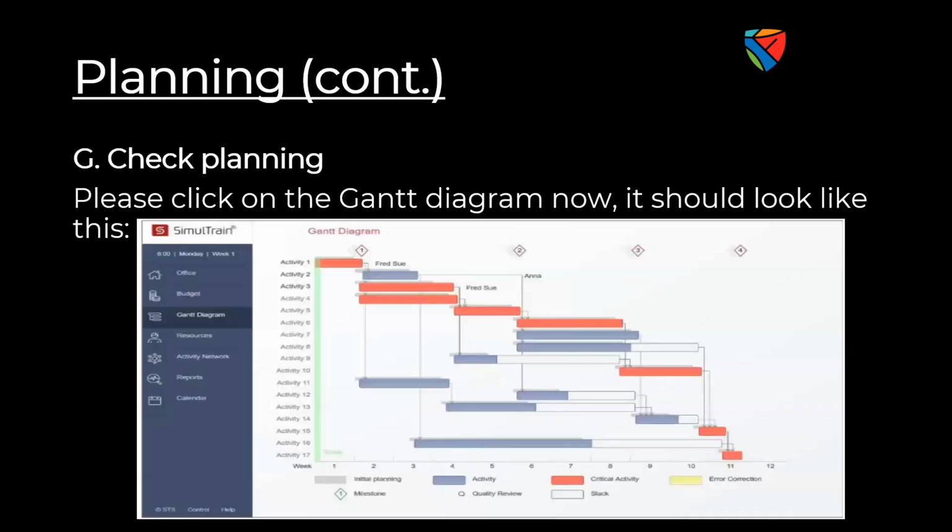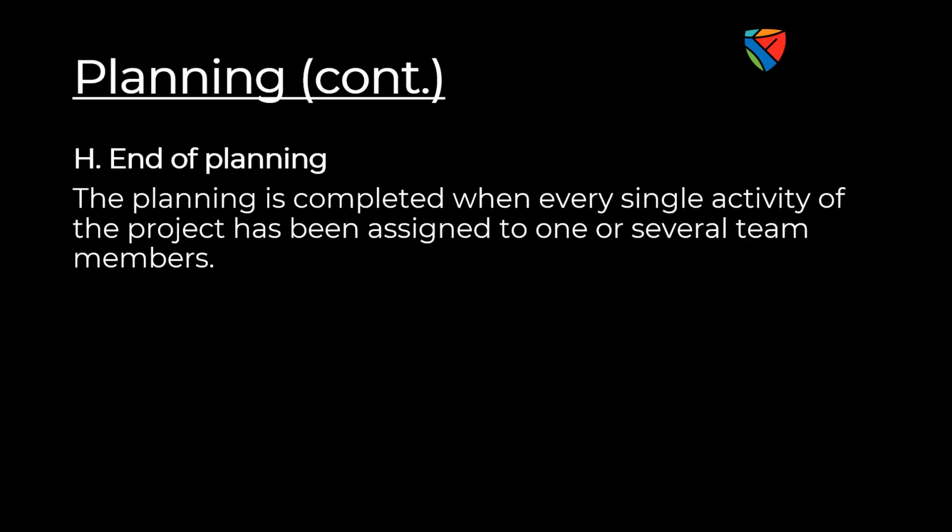And then in planning, we have to check planning. We can see, okay, if we change some activity duration and all, it can look like this, where we can see which person is allocated to which task. And then end of planning. The planning is completed when every single activity of the project has been assigned to one or several team members.